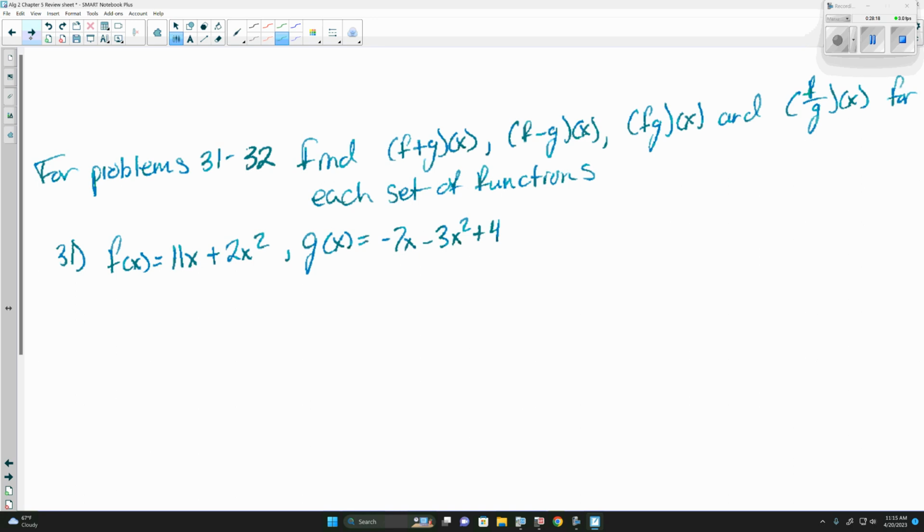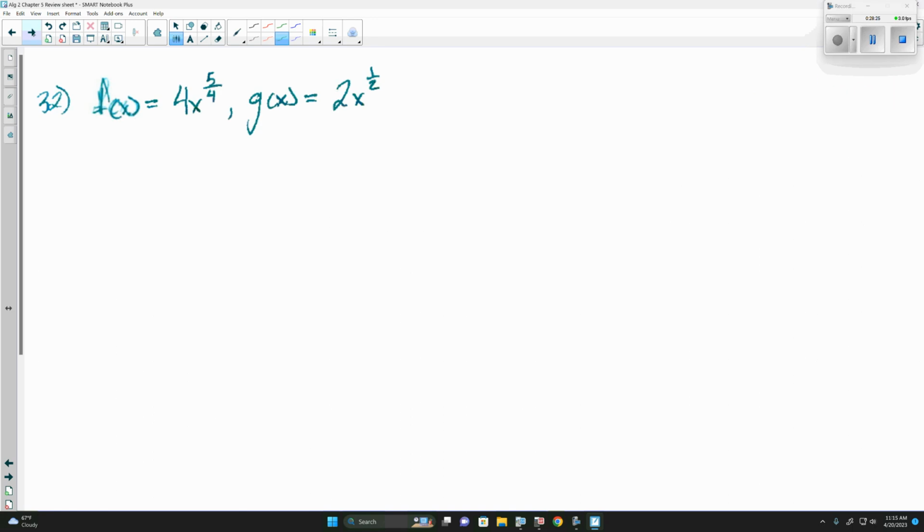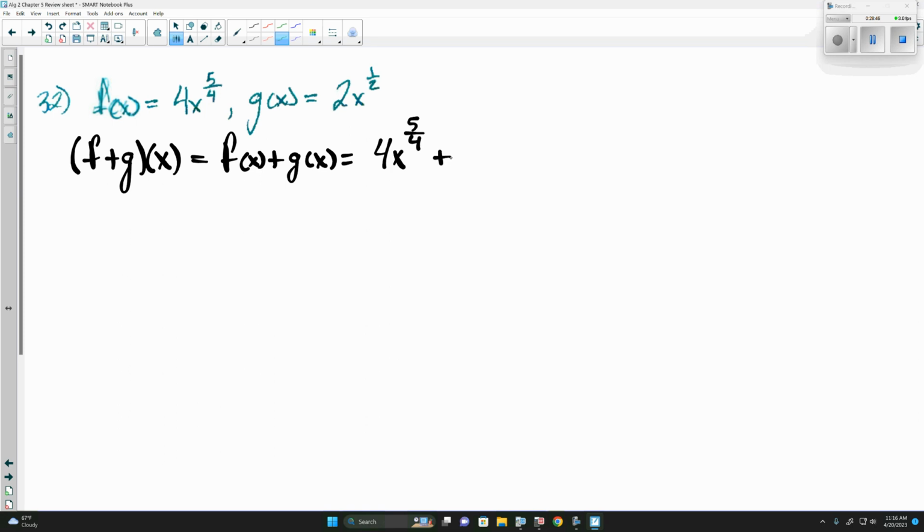31 and 32, find f plus g of x, f minus g of x, f times g of x, and f divided by g of x. For this one here, we'll look at 32. Now the first part of 32 we're going to look at is f plus g of x. This is the same as f of x plus g of x. And in our case here, f of x is 4x to the 5/4. G of x is 2x to the 1/2.